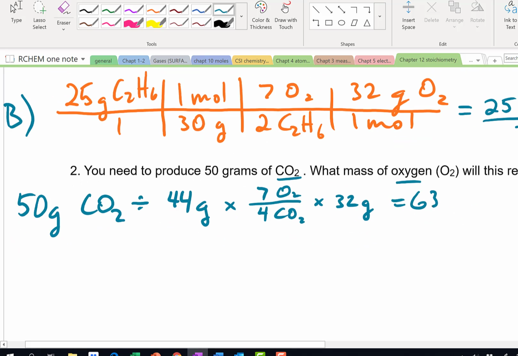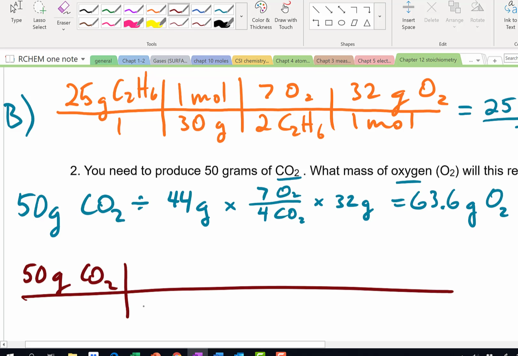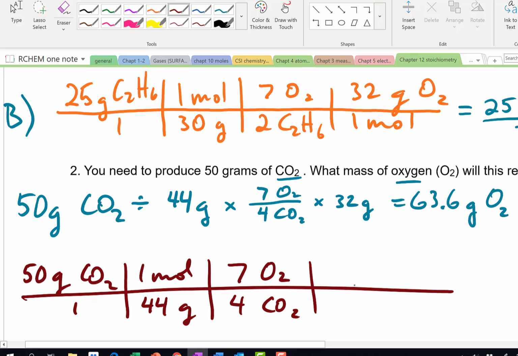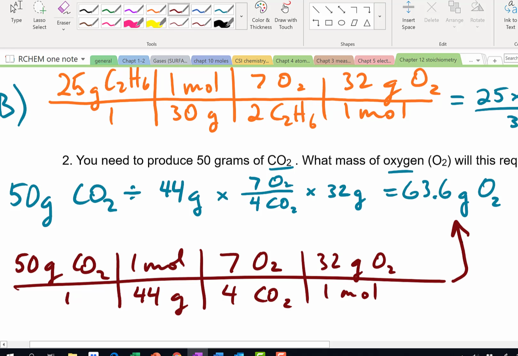We get 63.6 grams of oxygen. So let's do it the second way. And I hope you can see that the second way is really the same as the first, set up in a slightly different form. So here, 50 grams of CO2 over 1, times 1 mole over the molar mass, and then times the coefficient ratio from the balanced equation, and then times the molar mass of oxygen per mole. And that gives us a grand total of the exact same amount.